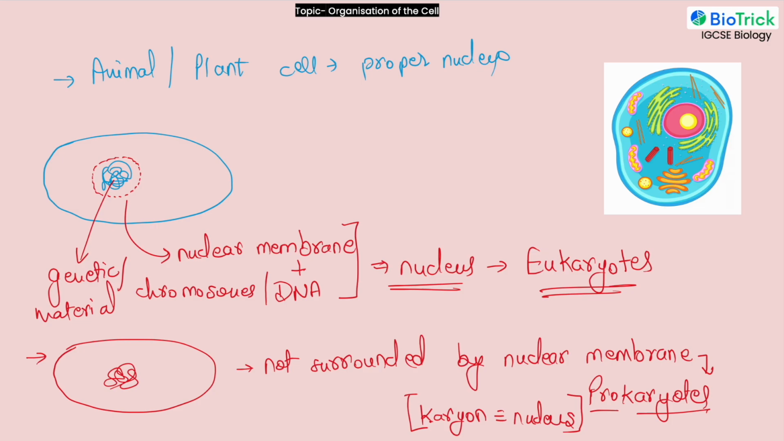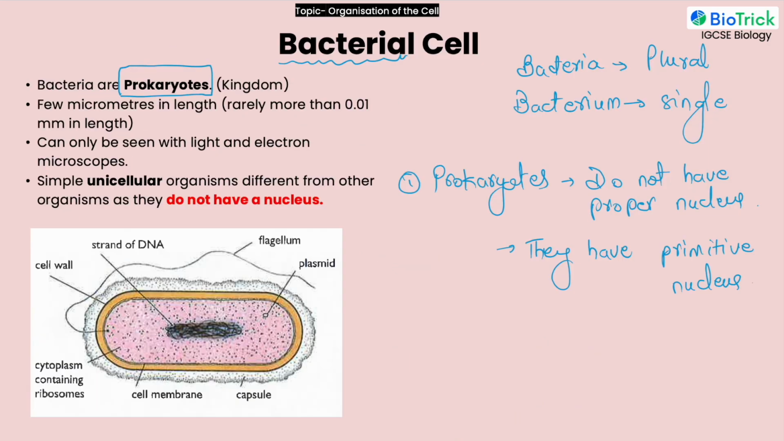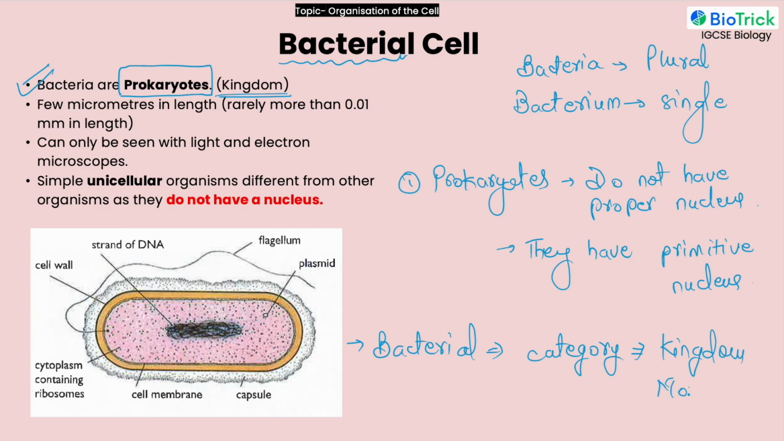So the first difference between advanced cells, animal cells and plant cells, and bacteria is that bacteria are prokaryotes, they have a primitive nucleus, and plant and animal cells are eukaryotes, they have a proper nucleus with an outer covering or nuclear membrane around it. So let's get back to the slide. The bacteria are prokaryotes. Now what is this kingdom? The entire bacterial organisms are kept under a different category, kingdom Monera or kingdom prokaryotes.